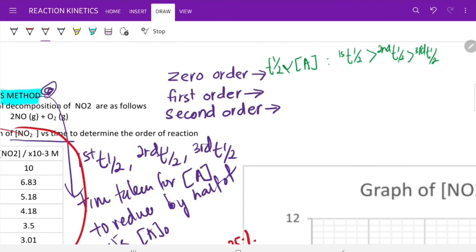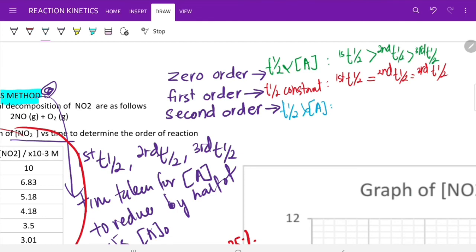If it's a first order reaction, your half-life is constant. Whether it's the first half-life, second half-life, or third half-life, the value remains unchanged. What about a second order reaction? Your half-life is inversely proportional to the concentration. That means as concentration decreases, your half-life will increase, and as concentration increases, your half-life will decrease. So the first half-life will be smaller than the second half-life, as well as smaller than the third half-life. You need to remember this so that it will guide you to determine the order of reaction from the sketch of concentration versus time.